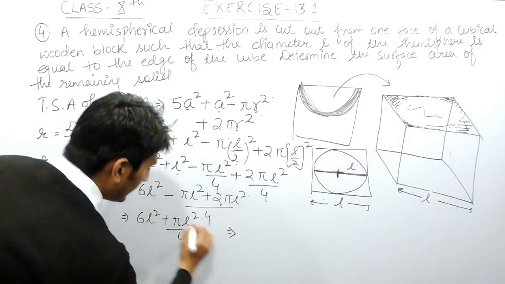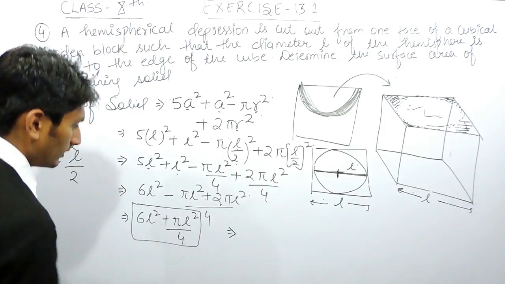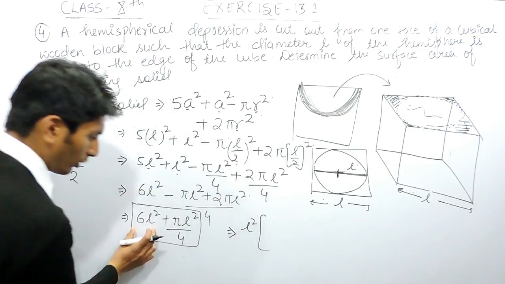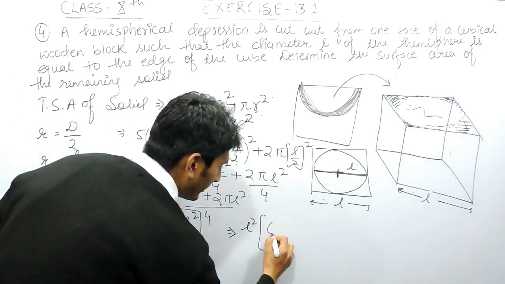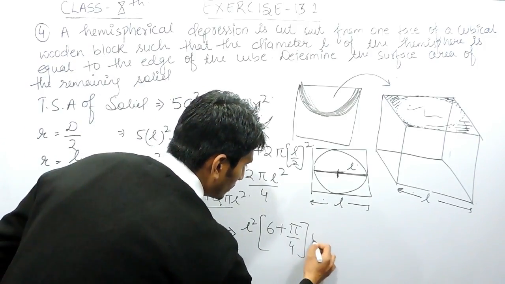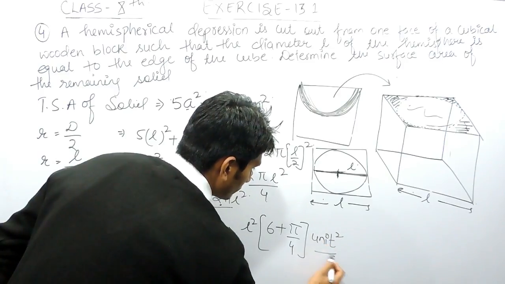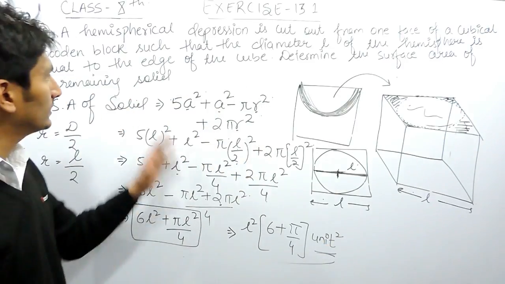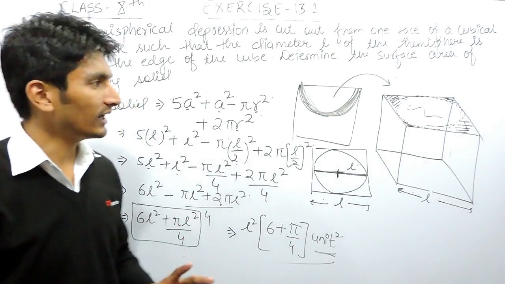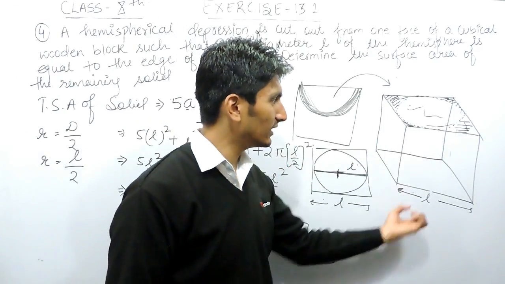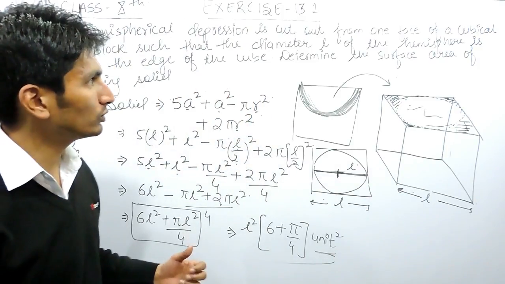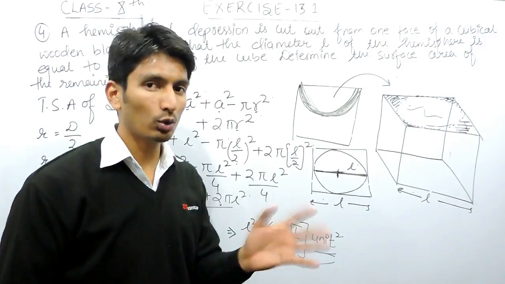What you can do is take L square as common. If L square is taken out, only 6 remains inside the bracket, and from the other part only pi by 4 remains. So this will be the area of the remaining solid. To solve these kinds of questions, two things are important. First, you need to picturize the figure given in the question. Then you have to find out the surface which is visible to you, not the total surface area.